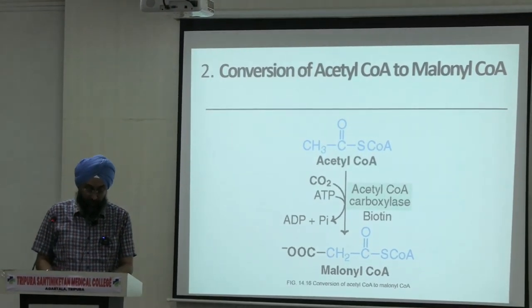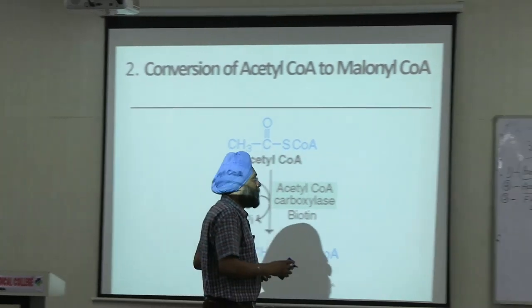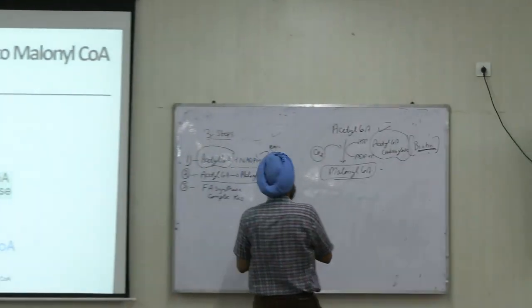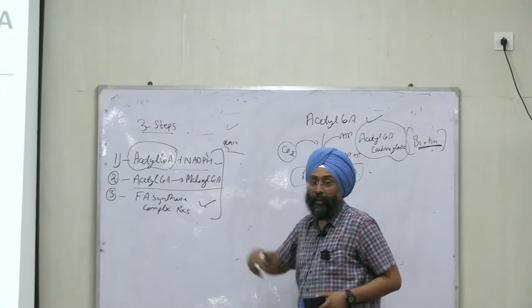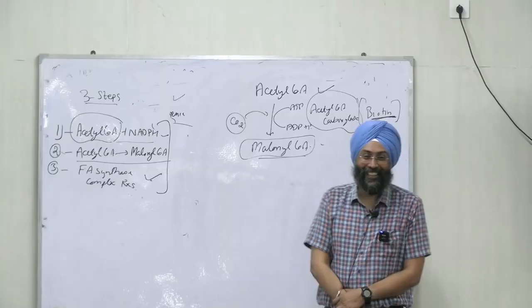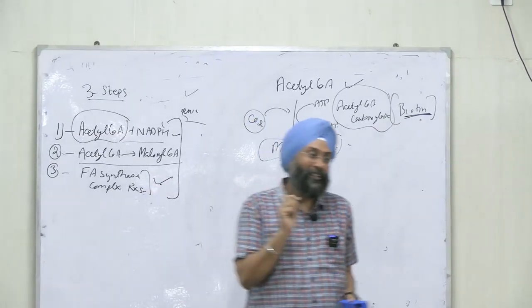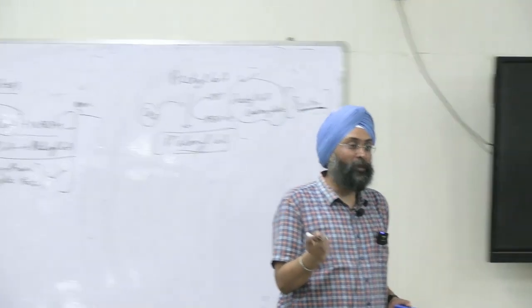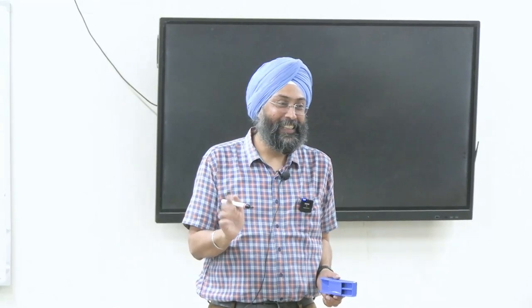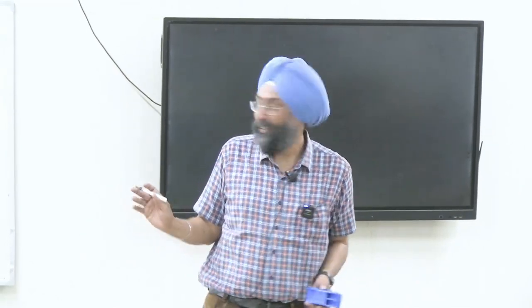What is third step? Reactions of fatty acid synthetase complex, right? And this fatty acid synthetase complex is very important, right? It is very difficult to remember the 7 enzymes of the fatty acid synthetase complex, but we will make a mnemonic out of it so you can remember it, right? And we will also do it in 3D, right?